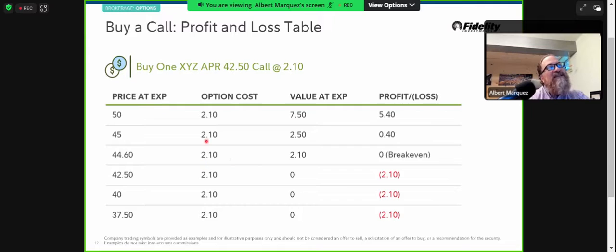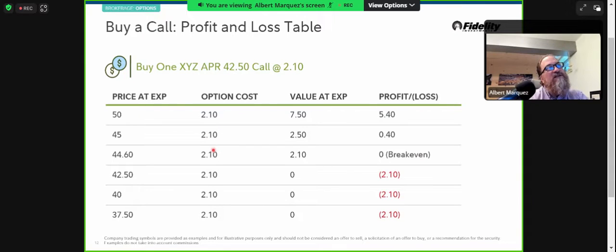The option cost was $2.10. Now at expiration, it's actually worth $2.10, because 44.60 minus 42.50 is $2.10. That's a break even. We have not lost or made any money on this particular trade. We just got out of it as a scratch.